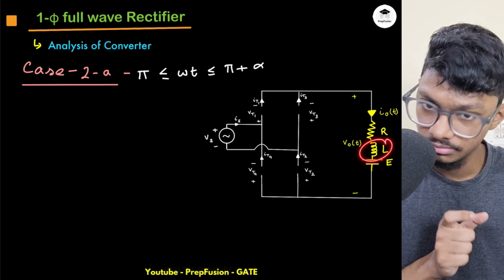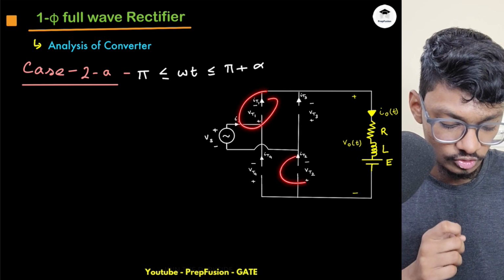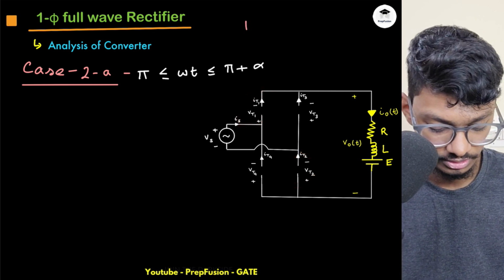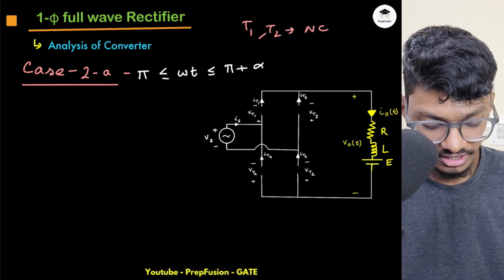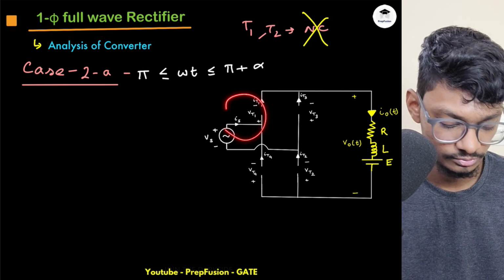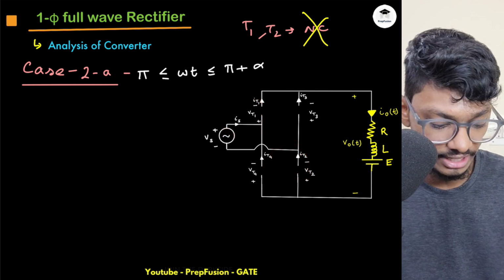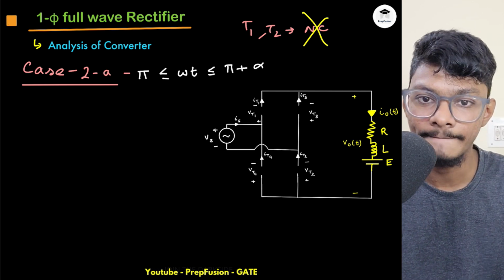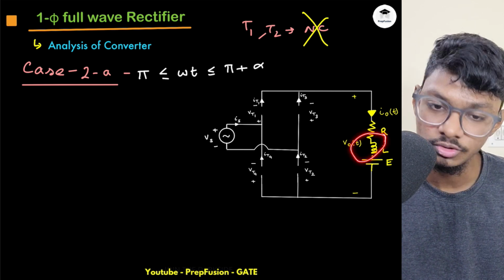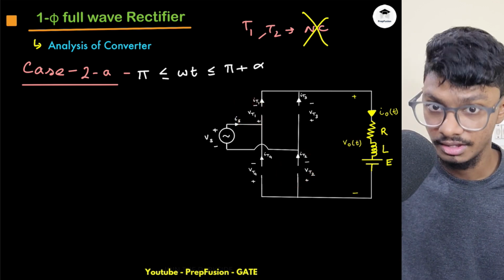Now at pi, the inductor has some current, and at pi you will say, sir, T1 and T2 will go to natural commutation. I will say no. Why? Because if T1 and T2 go into natural commutation, the current will become 0. And the inductor has some non-zero current, so it cannot go to 0 instantaneously. So obviously it will change its own polarity to keep T1 and T2 on, as explained in the inductor case.